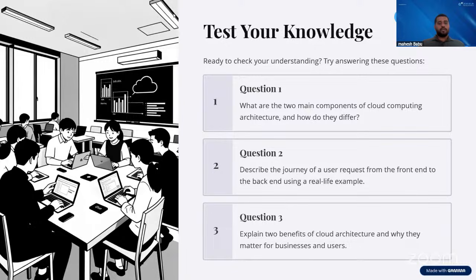So the second question: describe the journey of a user request from front end to back end using a real life example. I already showed the example of this photograph, a very clear example of how data can be uploaded into the cloud platform and how we can access it using the upload photo option. Next is the user device, where the user will be. The user device, like browsers, will be used to access the resources from the front end, and we are trying to connect to the back end as well.